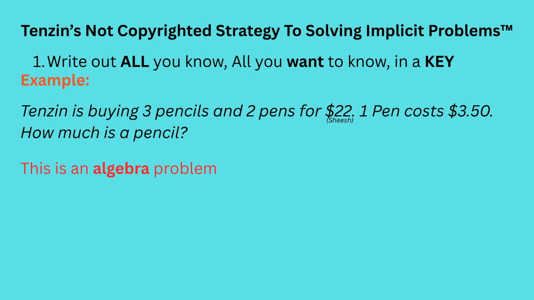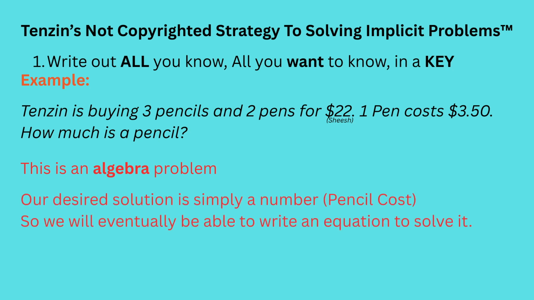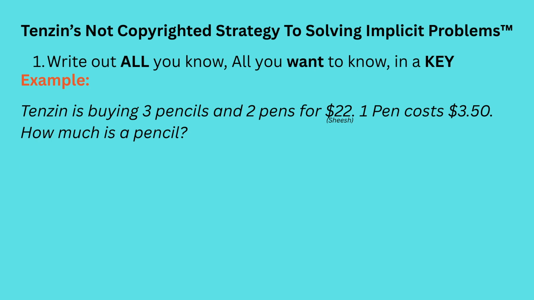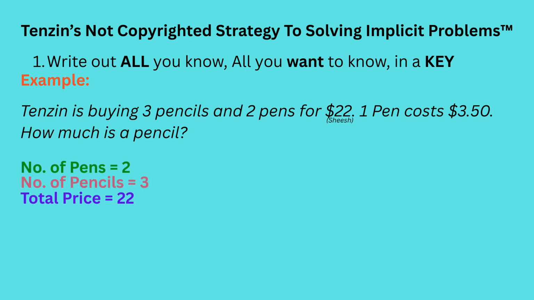So we can obviously identify that this is an algebra problem. Lovely. This means that we will be able to write out our information as an equation rather than just a bunch of words, as I've got here. So we can definitely turn this into an explicit problem with some X for the pencils that I could put into a calculator. So let's write out what we know. We know that the number of pens is 2, the number of pencils is 3, the total price is 22, the price of 1 pen is $3.50. We want to find the price of 1 pencil.